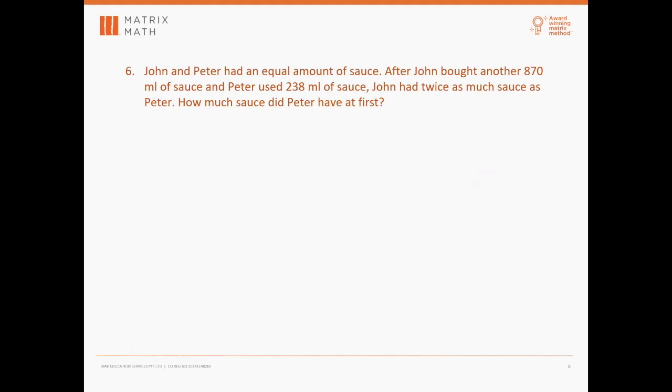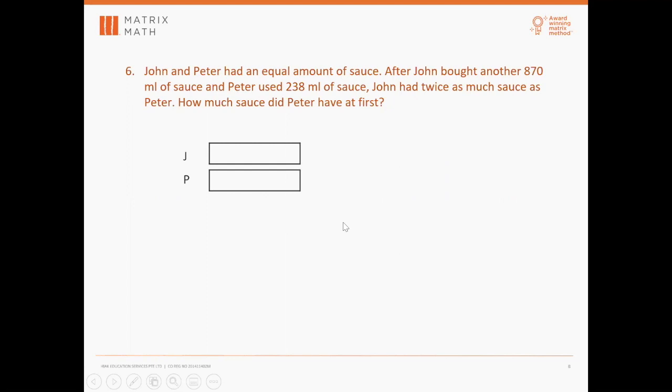So first things first, we know we have two people, which is John and Peter. So we just label them at the bottom, J and P, all right? And the question says that they have an equal amount. So when it says equal amount, it means that we have to draw a model and make sure that the models for both of them are equal. So they are of the same length, okay?